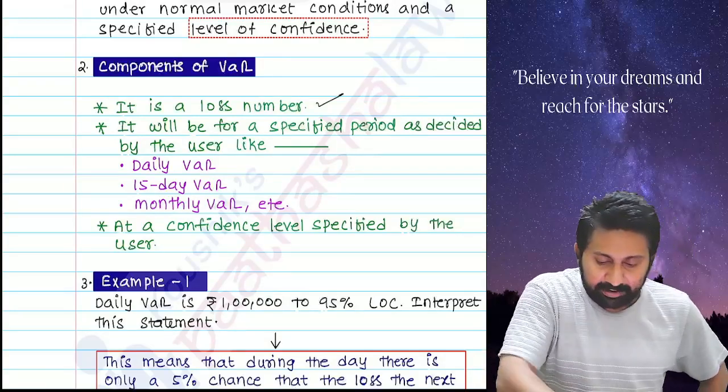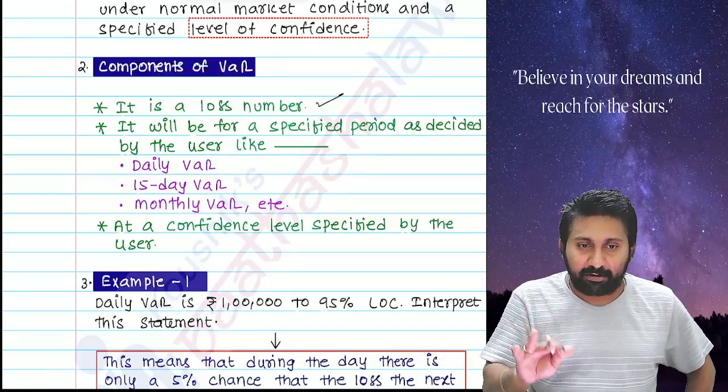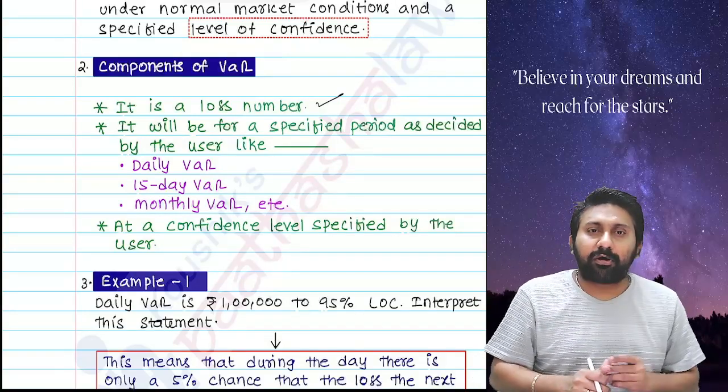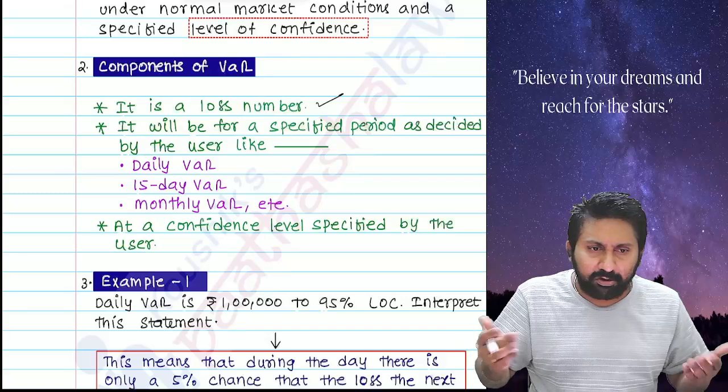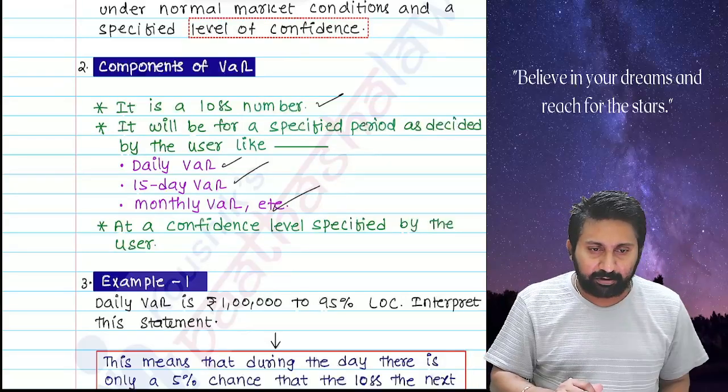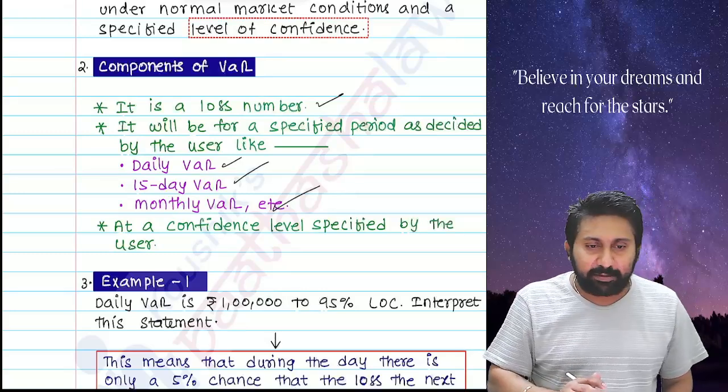VAR is a loss number. VAR is not a profit number. VAR is a loss. It's not a return number. It's a loss number. So it will be for a particular period. Any period you give. It can be daily VAR. It can be 15-day VAR. It can be monthly VAR. Confidence level specified by the user.